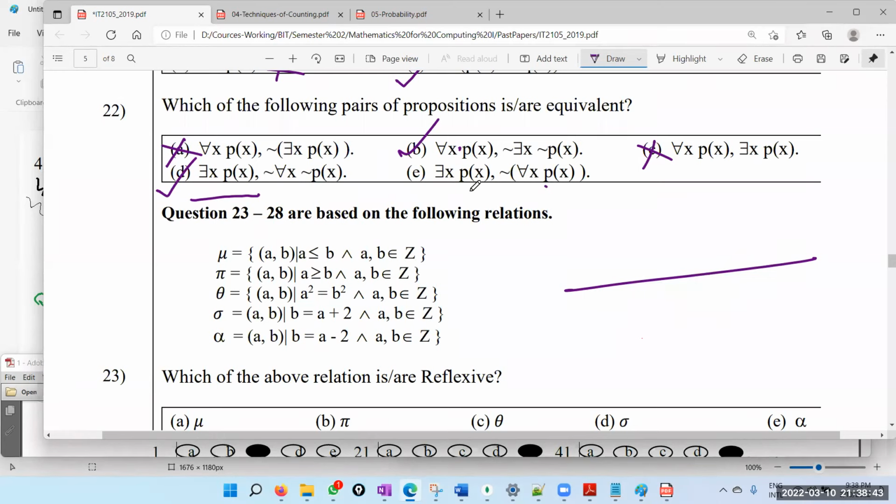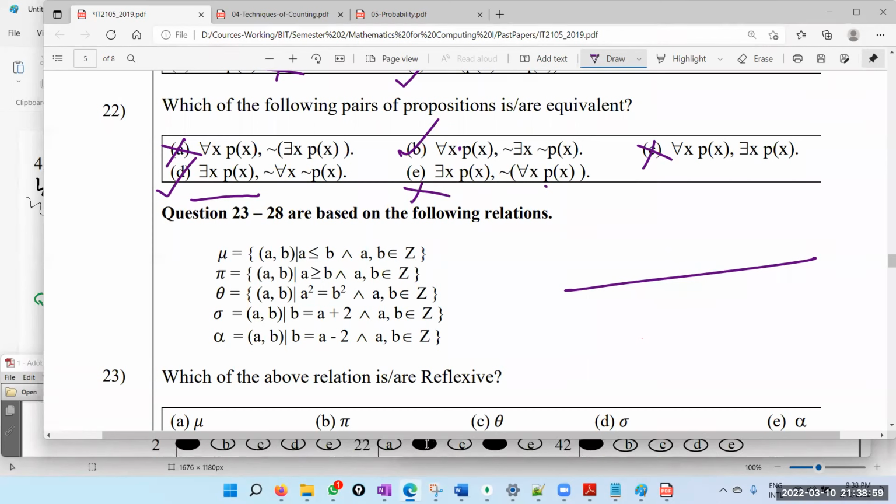So this says at least one Px is there. This says not all are Px. Those are two different concepts for me. Right? Different statements. I will go for B and D. Yes, B and D. Okay.